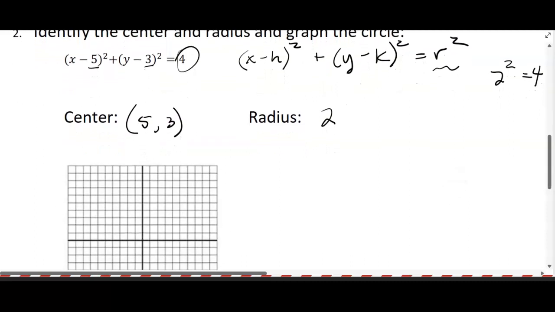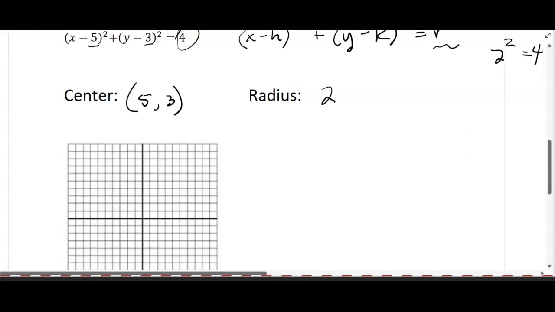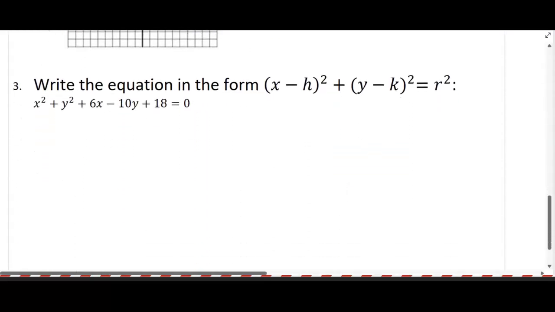Hopefully that makes sense to you. A lot of people make mistakes on that part, okay? Both the center and the radius. Okay, so if I'm graphing, I go to 5, 1, 2, 3, 4, 5, and up 1, 2, 3. There's the center. The center is not actually a point on the circle. It's just a reference anyway. Then we go 2 in each direction to get a rough sketch of the circle. We just do our best. It was going so well. Anyway, that's a circle. All right.